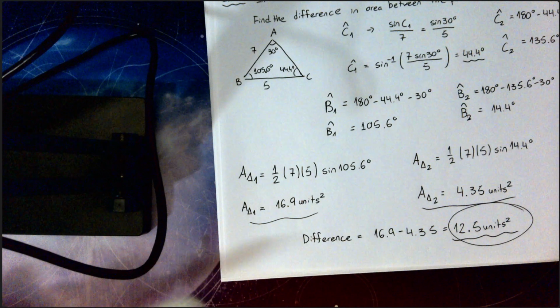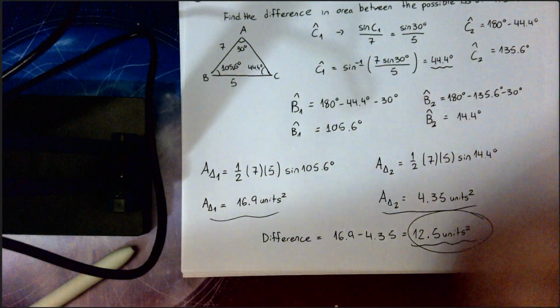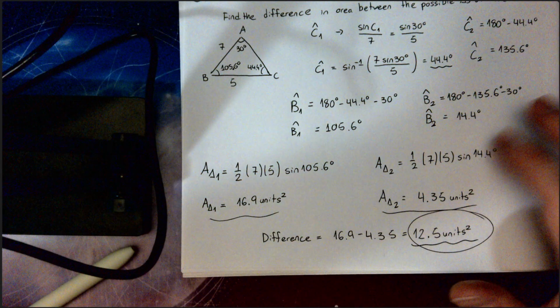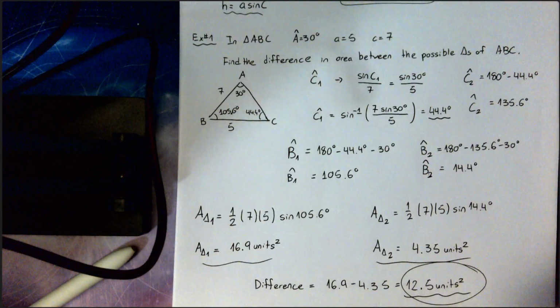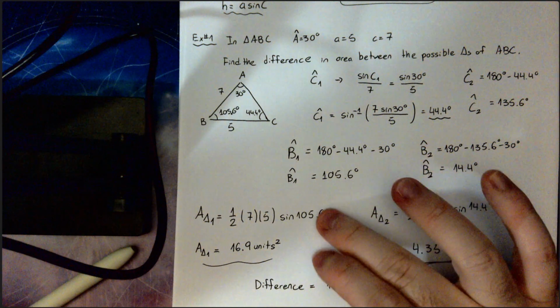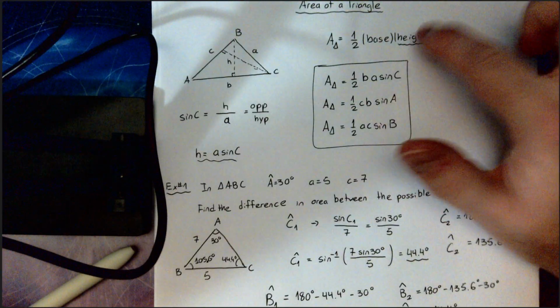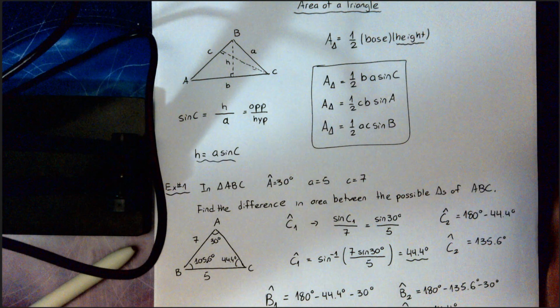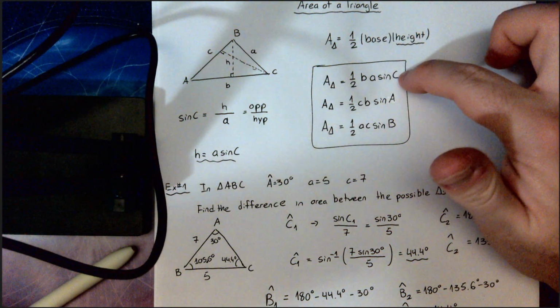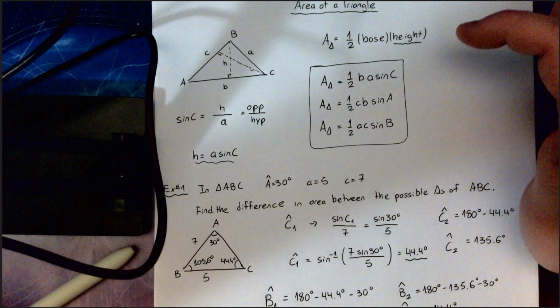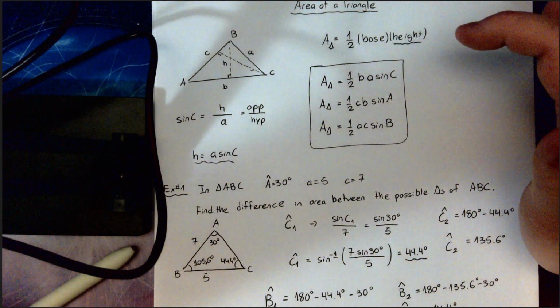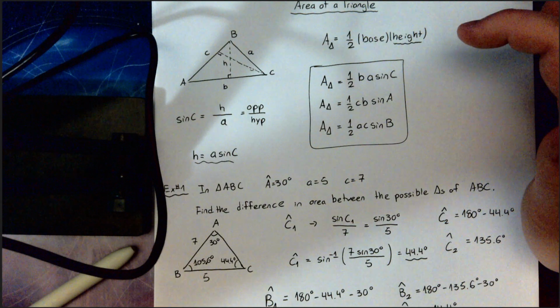Okay? So hopefully that all made sense. The material shouldn't be too overwhelming. Essentially what we're doing is just using our base times height divided by 2 formula, only we're rewriting height. We're rewriting that height as the sine of the contained angle multiplied by one of the sides. So hopefully it's nice and straightforward.